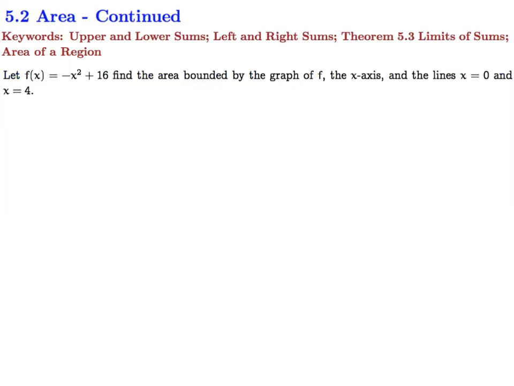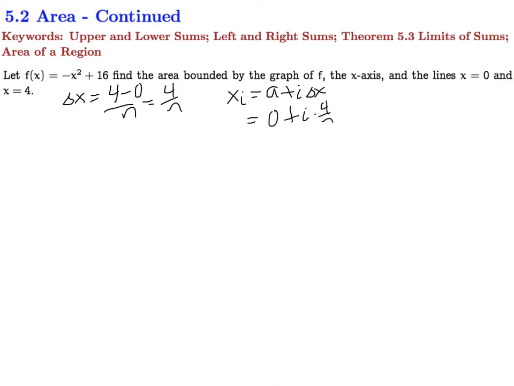So here's our example that we've been using again and again. We want to start with the function f of x equals negative x squared plus 16, and we want to find the area bounded by the graph of f, the x-axis, and the lines x equals 0 and x equals 4. So again, we have the same basic setup. We're going to have delta x, that is the width, going to be 4 minus 0 over n, so 4 over n. Our points, x sub i, will be our starting point, a plus i times delta x. So in this case, we're going to have 0 plus i times 4 over n, which of course you can just simplify down to i times 4 over n.